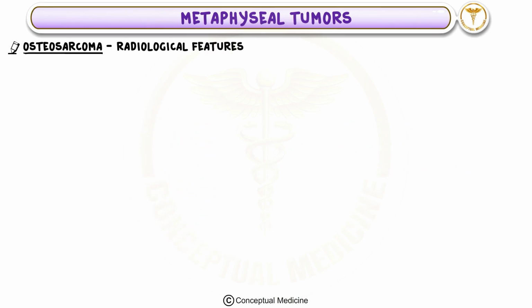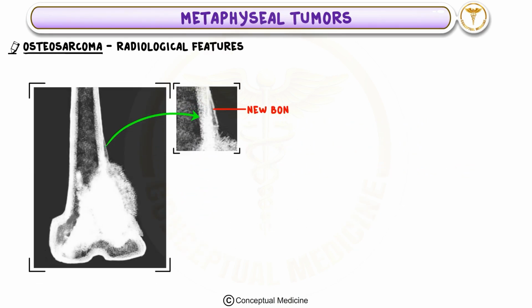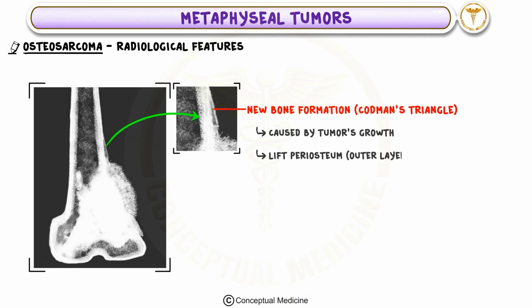Radiological features. 1. New bone formation, Codman's triangle. One key feature is new bone formation caused by the tumor's growth. This new bone formation can lift the periosteum, the outer layer of the bone, creating what we call a Codman's triangle. Imagine the periosteum being pushed upward, forming a triangular shape.